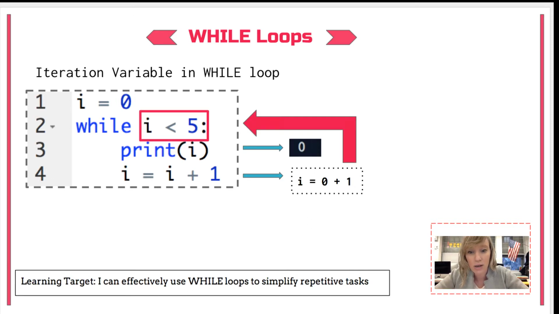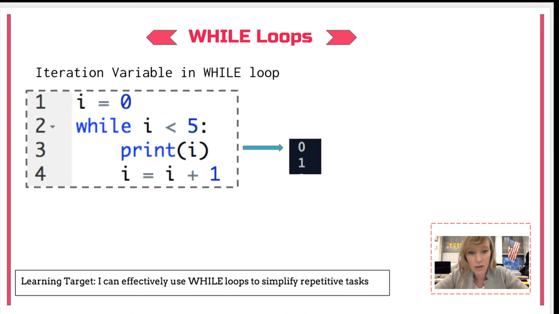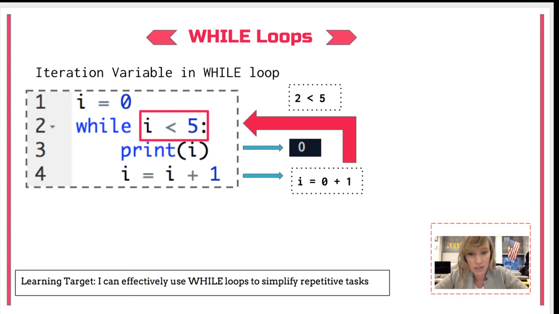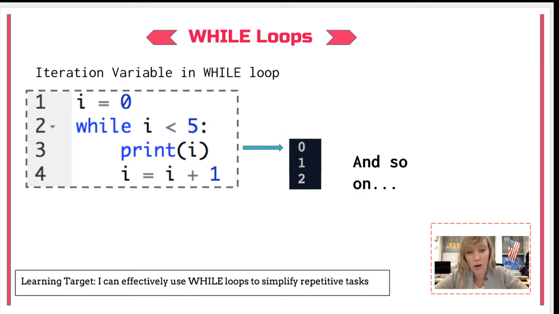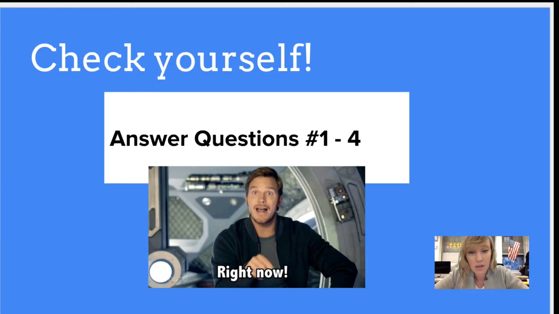So i becomes 1. Now it goes back up to check the condition. Well, since 1 is less than 5, it'll run line 3 again. So it'll print now 1, okay? It printed 0 before, now it will print 1. Well, now it's going to take the previous value of i, 1, and add 1 to it to make it 2. It checks the condition, 2 is less than 5, and so on. So it prints out the indented block, it adds 1 until it gets to a point where the condition's not true, and then it will stop. Okay? This is going to allow you to answer questions 1 through 4 right now.